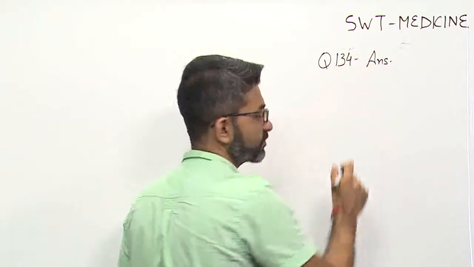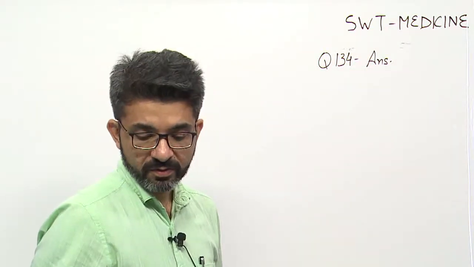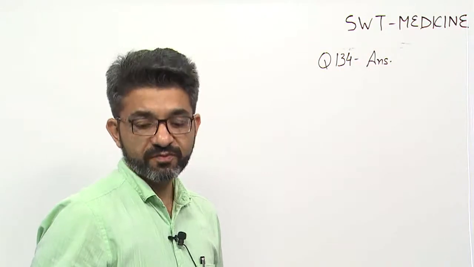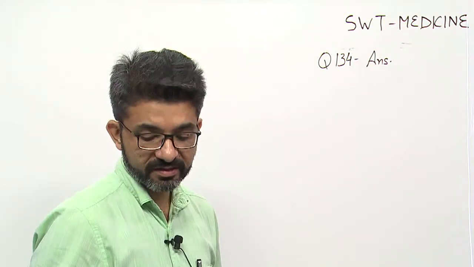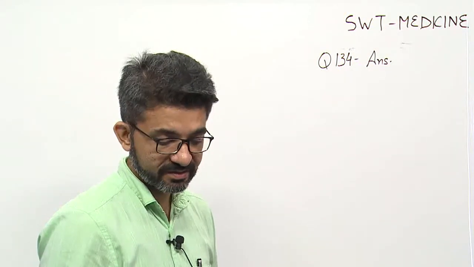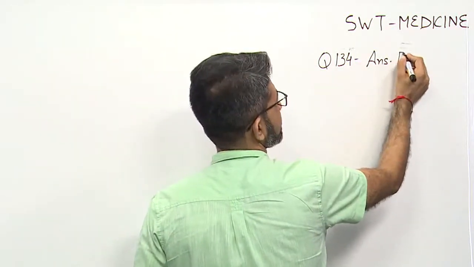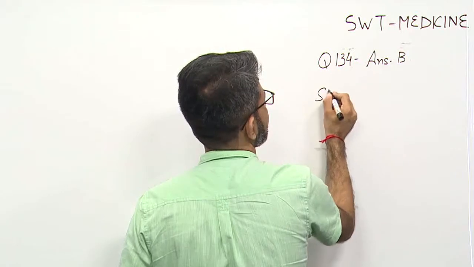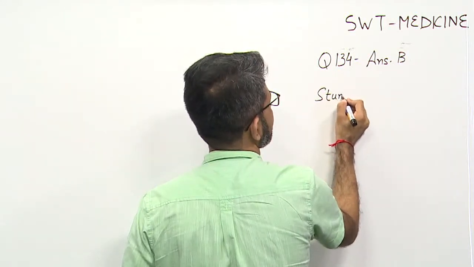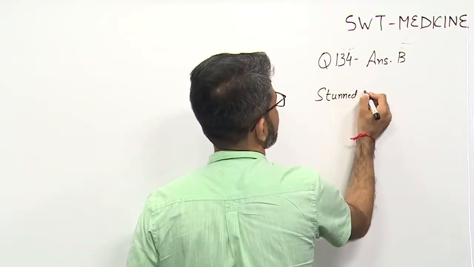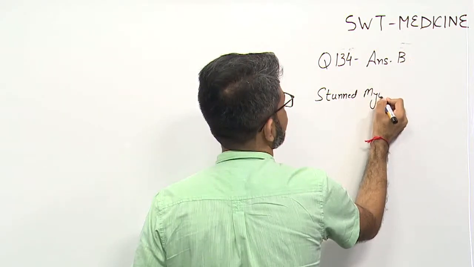Question number 134. Which test is performed to detect stunned or reversible myocardial ischemia? The answer is PET scan. Remember something about stunned myocardium. Stunned myocardium.